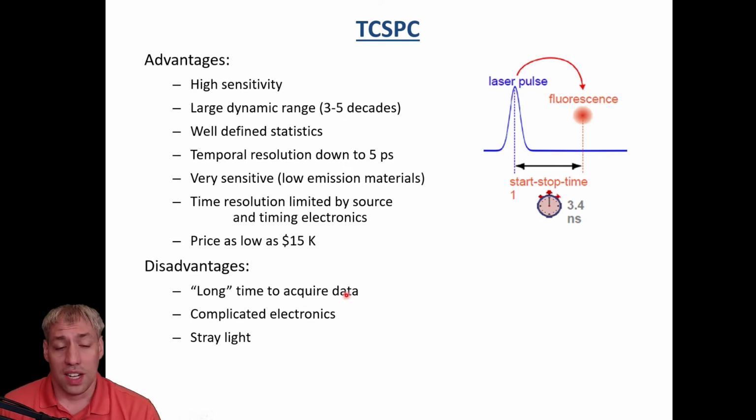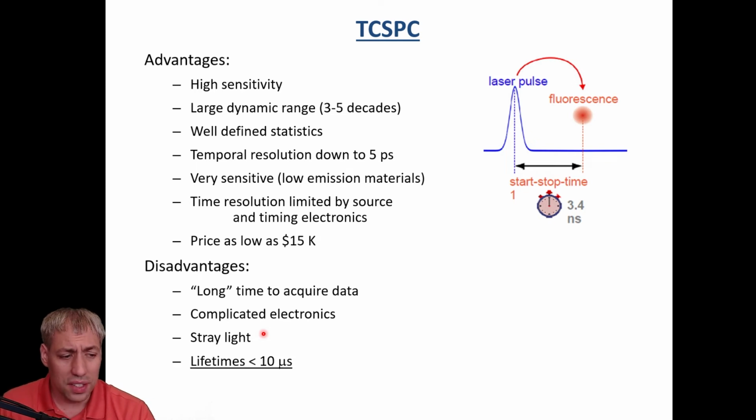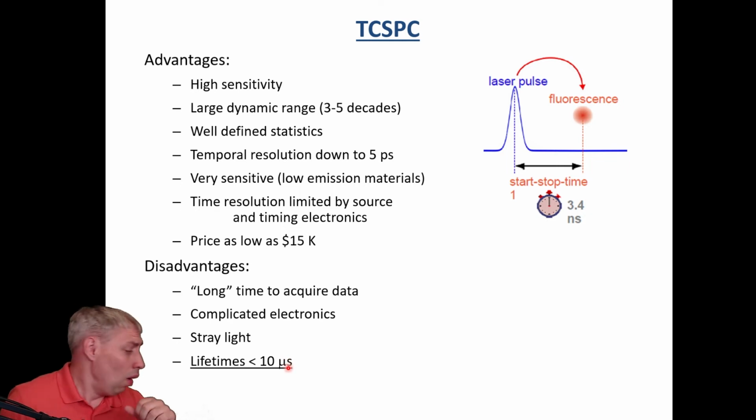Disadvantages: this takes a long time to acquire data. Remember, you're doing it basically one photon at a time, so you need a whole lot of laser pulses to build up enough signal to get a decay trace. There's complicated timing electronics, which mostly at this point are plug and play. Another issue is stray light, because you're relying on single photons. Any light hitting your detector is going to add to your noise and so reduce your signal to noise. Other issues: you typically only want to measure lifetimes less than 10 microseconds, so between that 5 picosecond and 10 microsecond window.